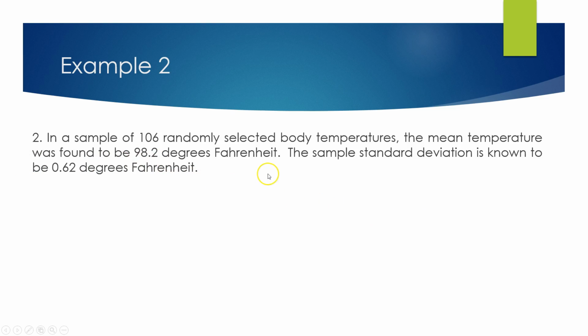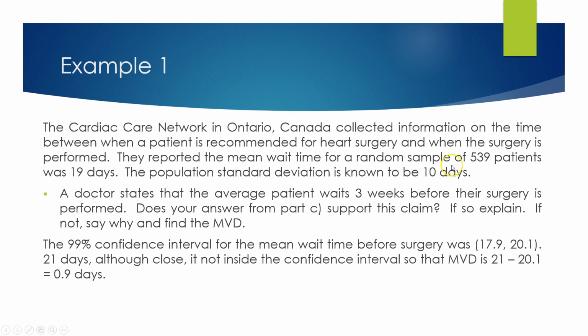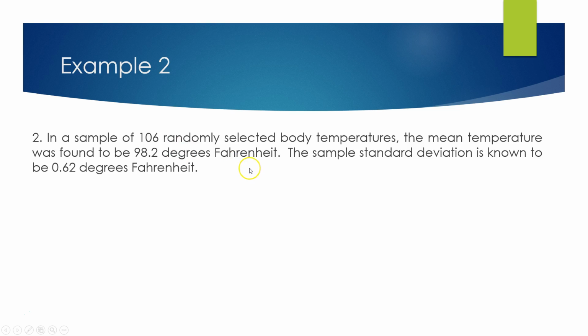So the difference between example 1 and example 2 is what type of standard deviation that we have. In example 1, we had the population standard deviation. In this case, they had some sample data and they found the mean and standard deviation and gave them to you, which is nice. So in the future, we're going to be finding our own sample data. So it's going to be a little bit more work on our end.